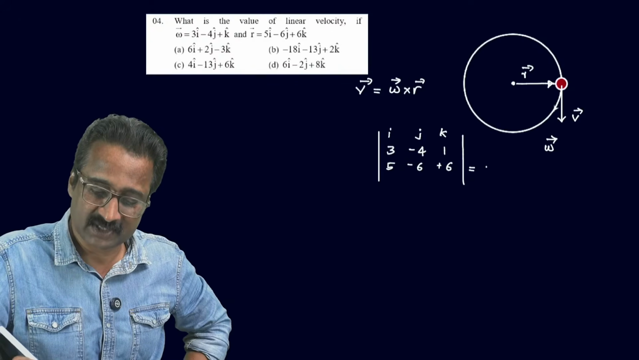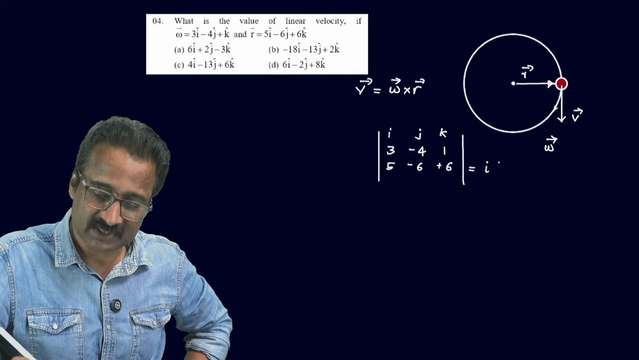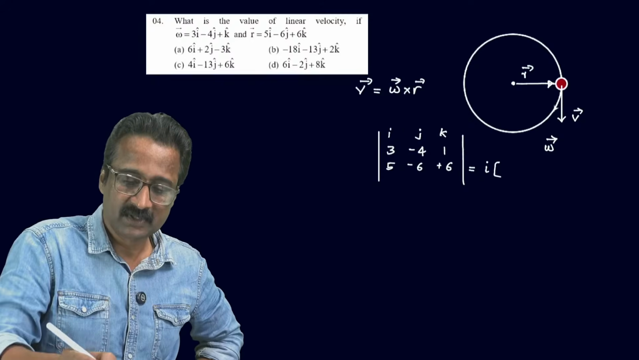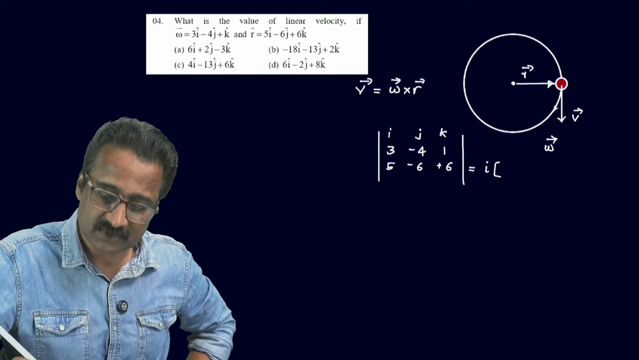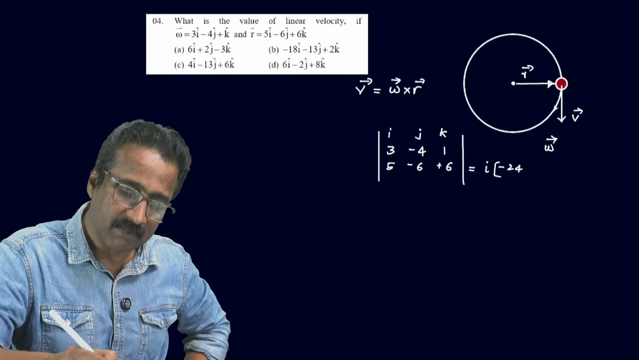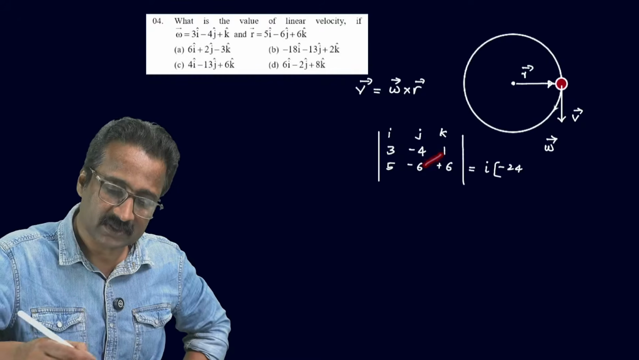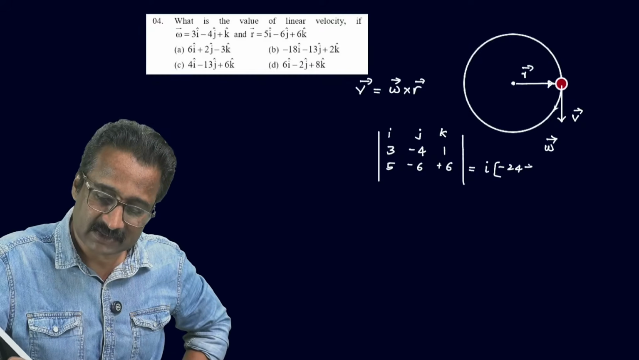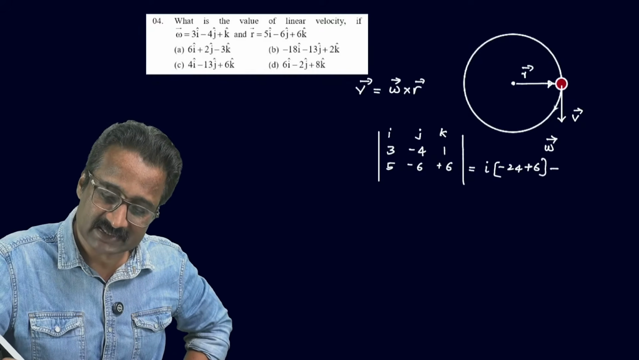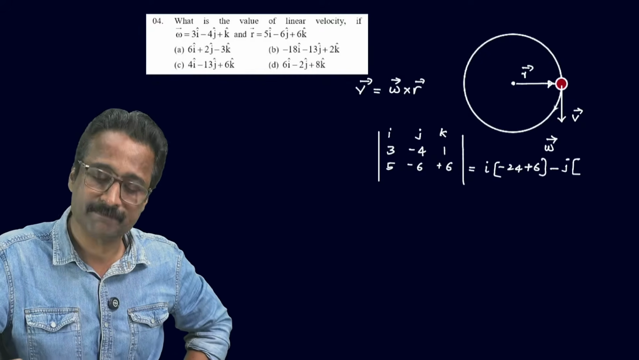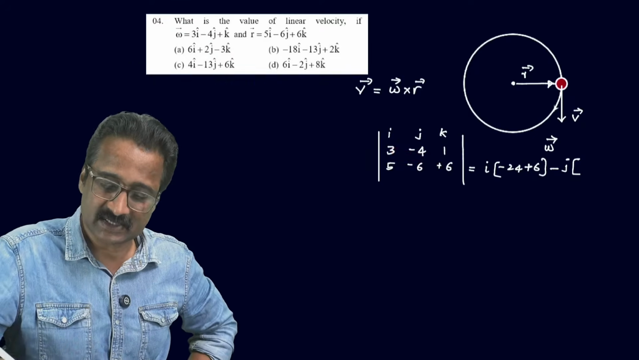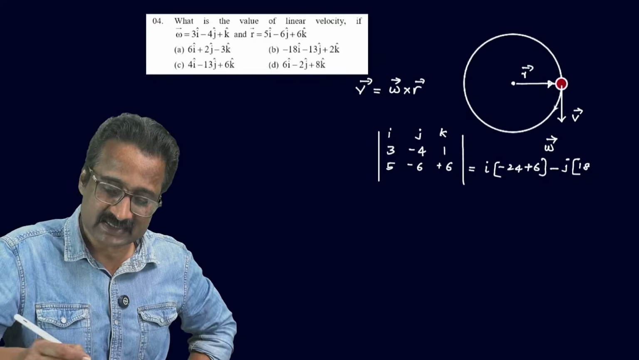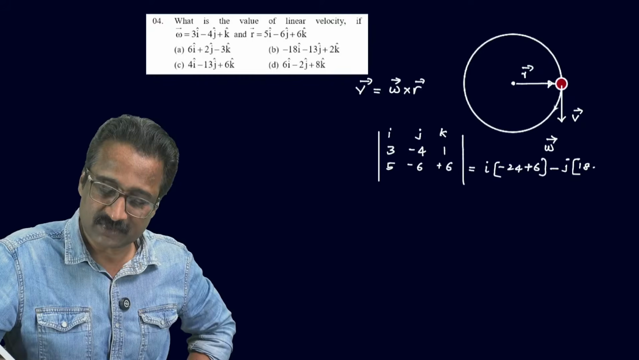Okay, let me do it very carefully. Let me try to make no mistake. I into, first of all, it is minus 4 into 6, that is minus 24, minus minus 6. So that's going to be plus 6. Okay, that's the first term. Minus j into the next term. J into 3 into 6, which is 18, minus 5 into 1, which is 5.